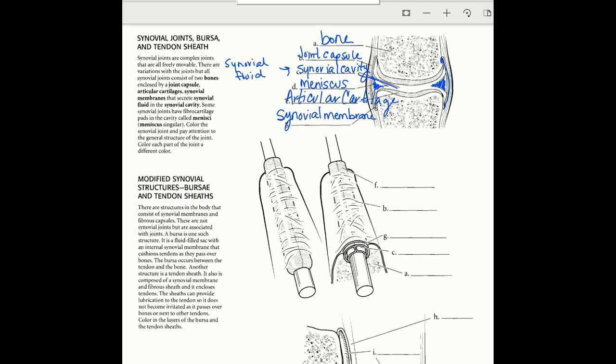As we move on to the next image, right now we're looking at the encapsulation of a tendon that's running along a bone. And F is what we know as our tendon sheath. B remains our capsule.